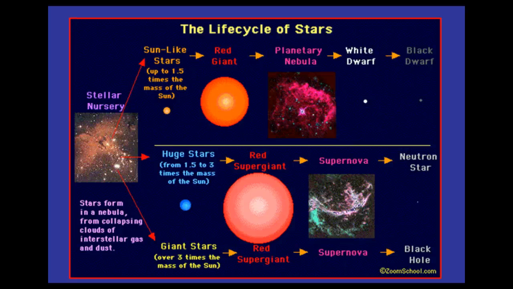First, let's look at sun-like stars. What do we mean by sun-like stars? You can see that it means that sun-like stars are stars with the same mass, or about 1.5 times our sun's mass. Write that down.